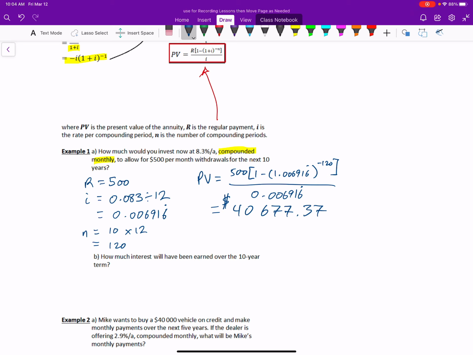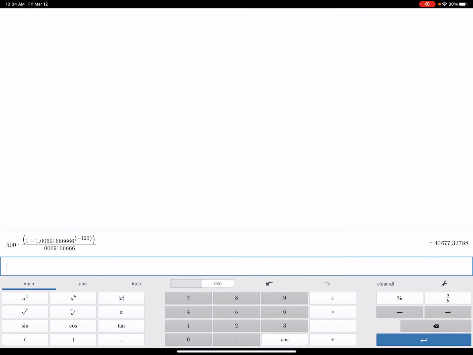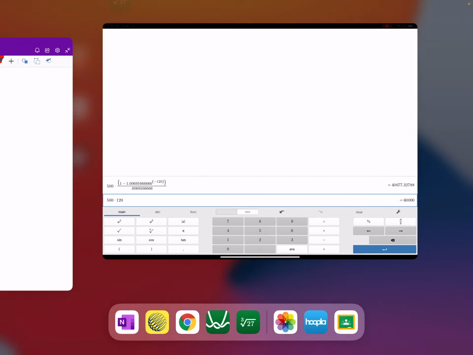Well, we can always check it. We want to take out $500 a month for 10 years. So how much is that we're taking out? $500 a month. 500 times 120, N, equals $60,000.